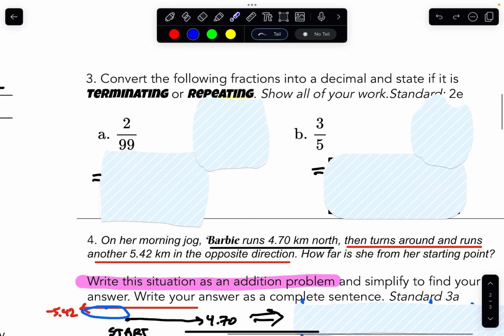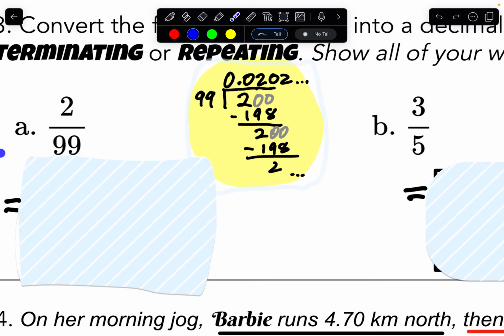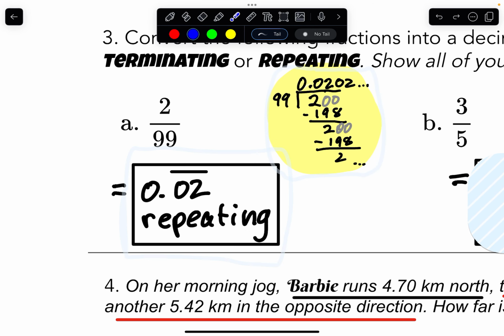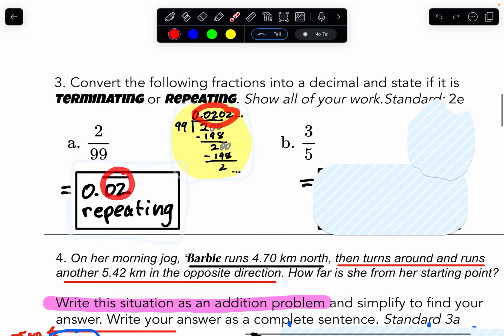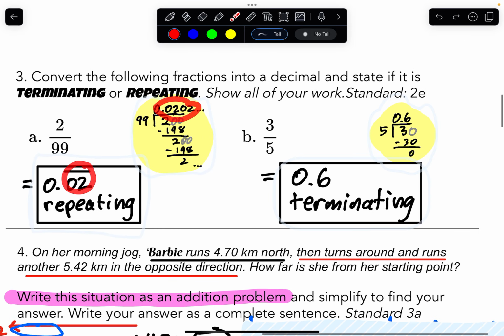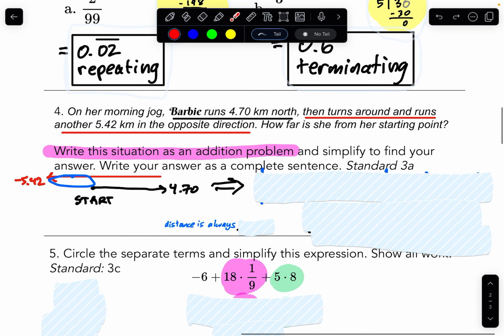Number 3 is division. Remember, it's 2 divided by 99, not 99 divided by 2. So if you did it correctly, we'll get a repeating answer of 0.020202. Remember, there has to be a bar at the top to show that the 020202 is the number that repeats. All right, for letter B, the answer should have been 0.6, and it's a terminating number. Again, it says, please write down if it's terminating or repeating. So we have to do that.